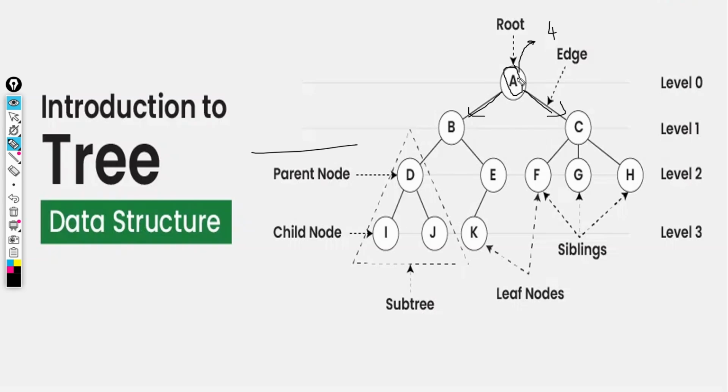The last node of each path is called a leaf node. So if you consider this path A, B, D, I, then I will be the leaf node as it has no further children. And the topmost node of a tree is called the root node or the parent node. Now moving forward, we have some properties of tree.